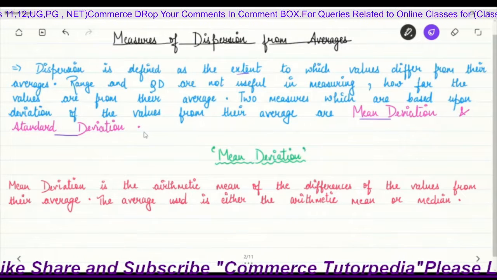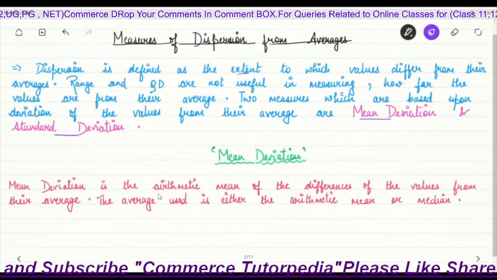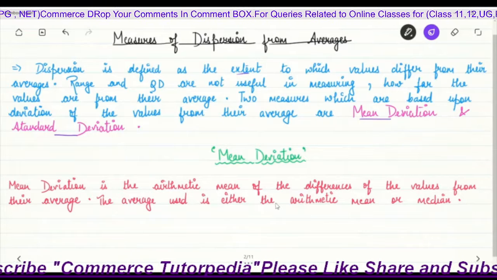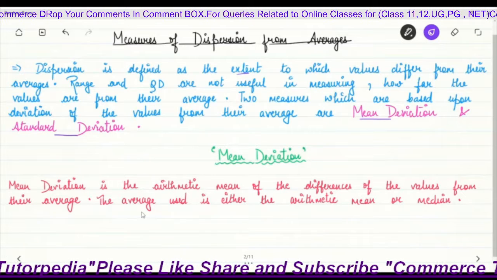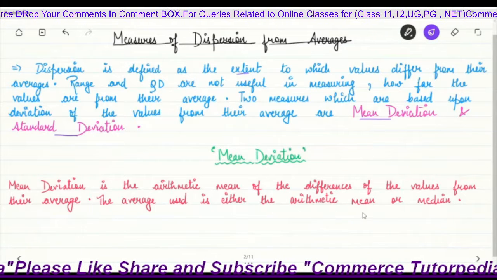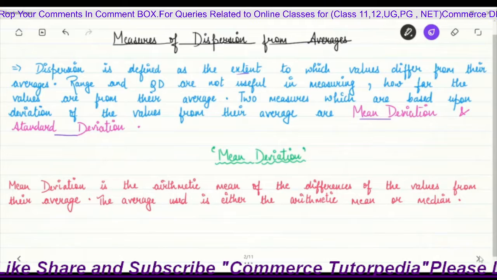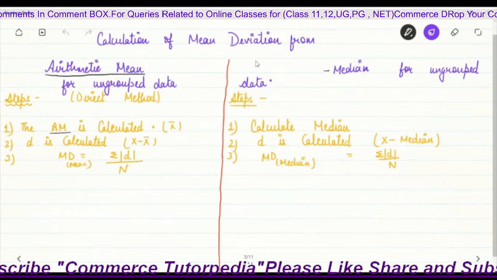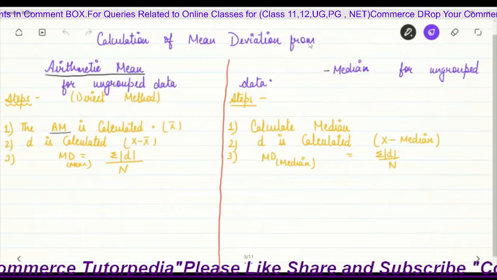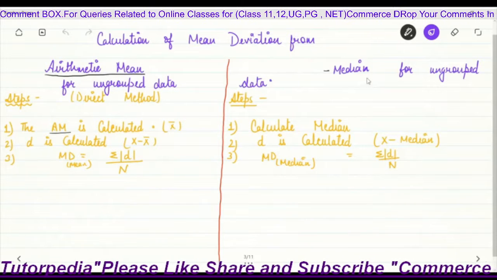Now let us see what mean deviation is. Mean deviation is the arithmetic mean of the differences of the values from their average. The average used is either the arithmetic mean or median. Now let us see how to calculate mean deviation from arithmetic mean and from median.